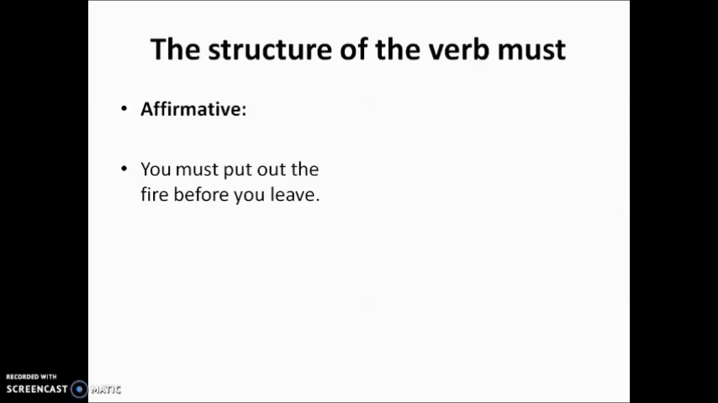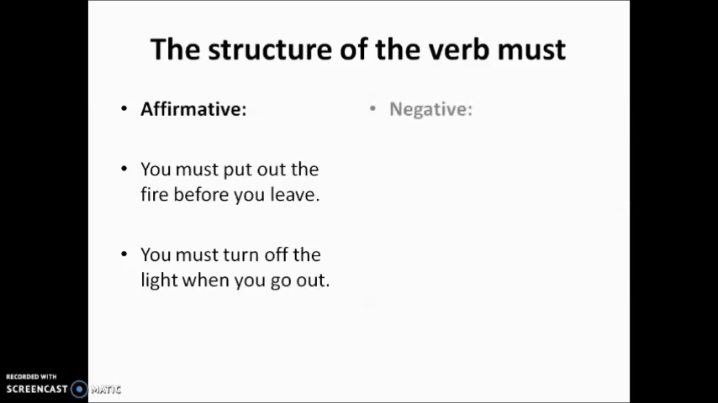Pay attention to the verb put. We used it in the base form. Another example. You must turn off the light when you go out. The verb turn is in the base form after the verb must. The negative form of the verb must is mustn't.